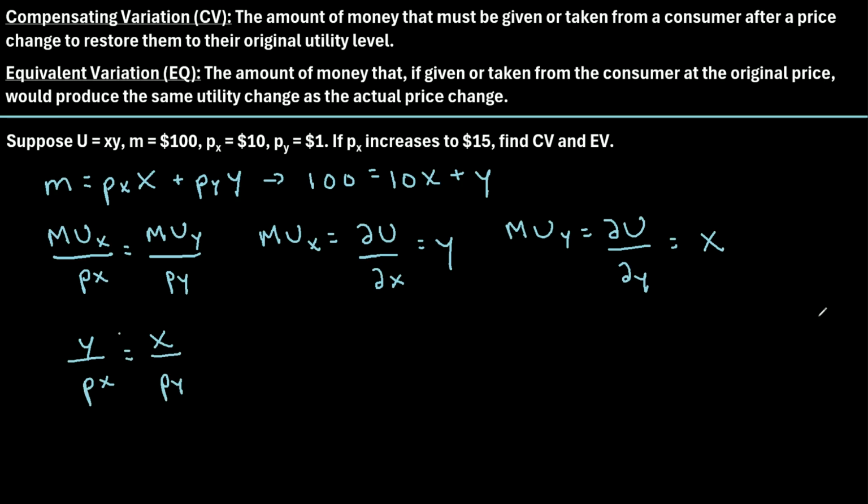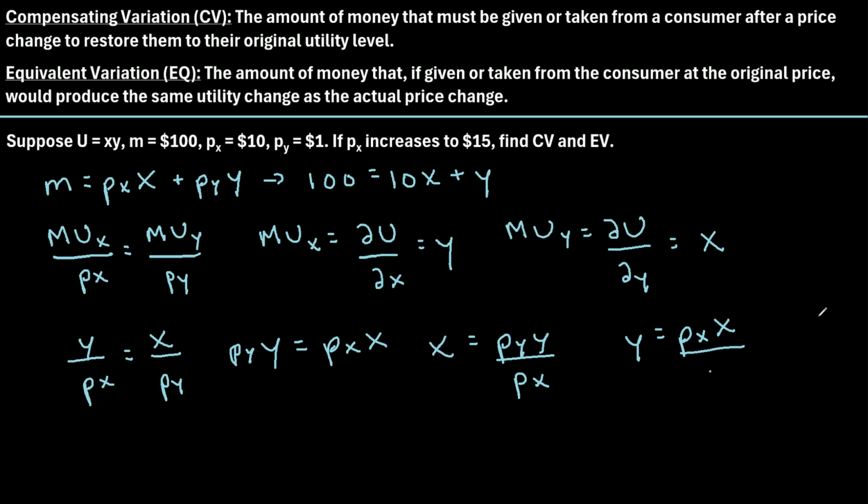Now we're going to solve for X and Y. To do that, we can cross multiply and set those values equal to each other. We'll find that the price of Y times Y is equal to the price of X times X. It's pretty easy to solve for X and Y: X is equal to the price of Y times Y over the price of X, and Y is equal to the price of X times X over the price of Y. Now we can take these values for X and Y and plug them into the budget constraint equation. That's going to tell us the optimal quantities of X and Y to consume based on the prices and based on our income.